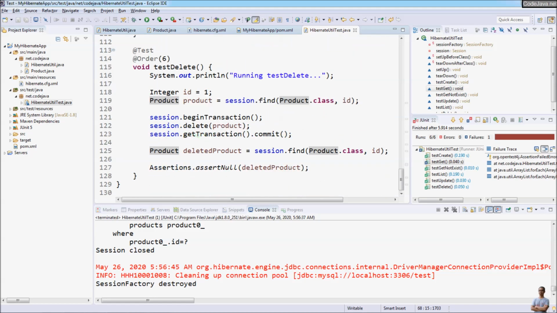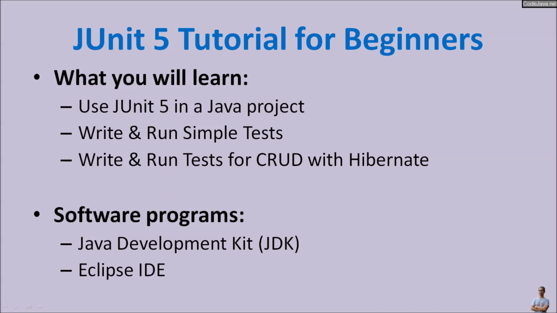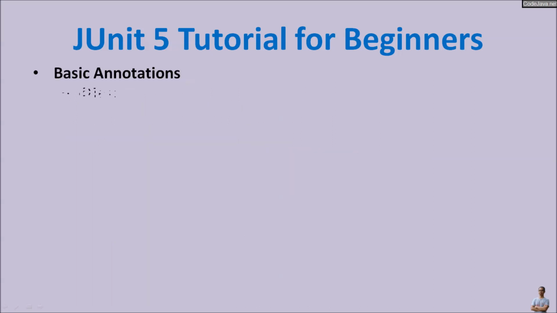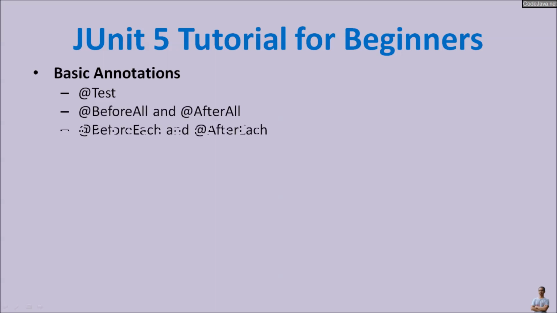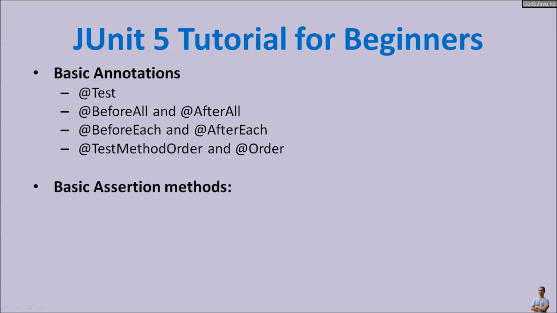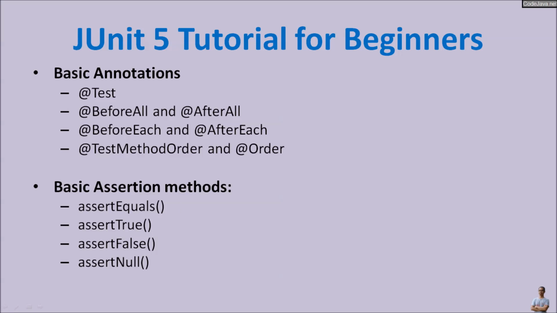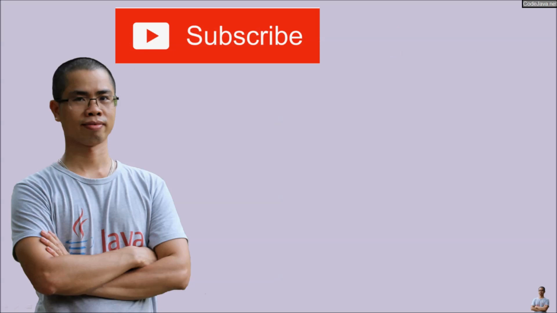Okay, so far you have learned how to run unit tests for testing CRUD operations with the Hibernate framework. Throughout this video, you learned how to use the basic annotations with JUnit: BeforeAll, AfterAll, BeforeEach, AfterEach, TestMethodOrder, and you also learned to use the basic assertion methods: assertEquals, assertNotEquals, assertTrue, assertFalse, assertNull, assertNotNull.